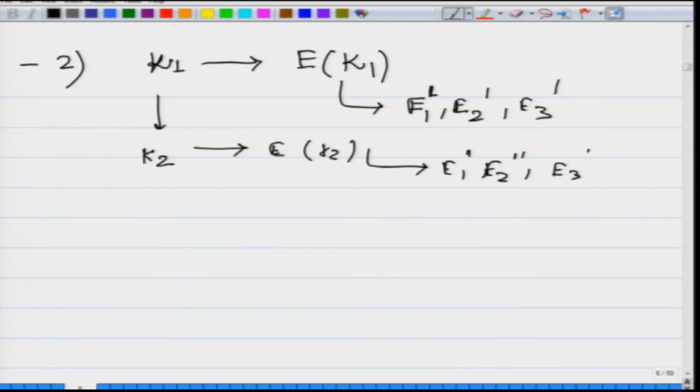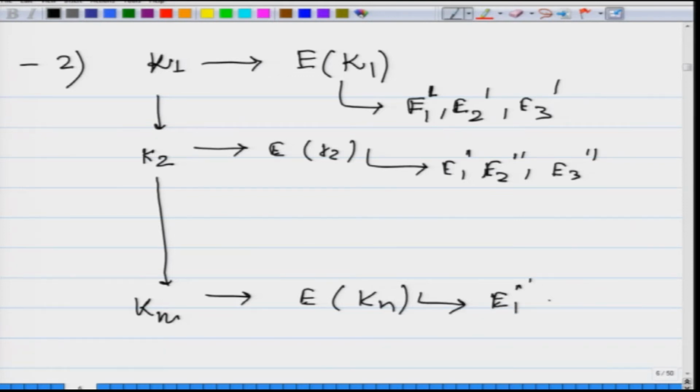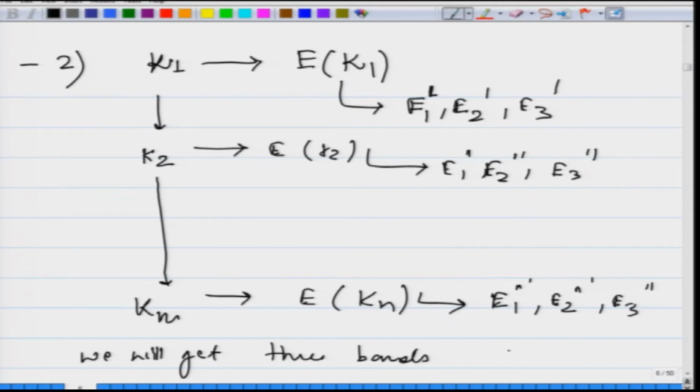And E3 double bar. If we keep on repeating this till kn prime, e2 n prime, e3 n prime, we will get three bands. Here the boundaries for k are going from minus pi by a to plus pi by a.